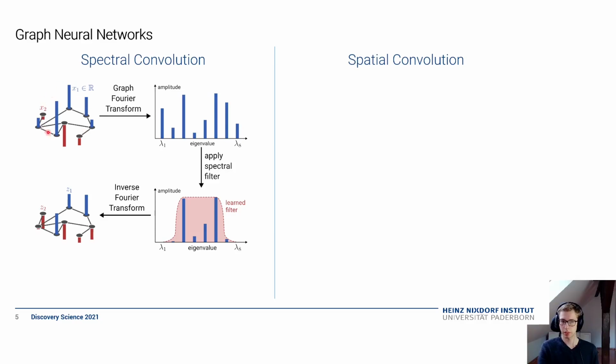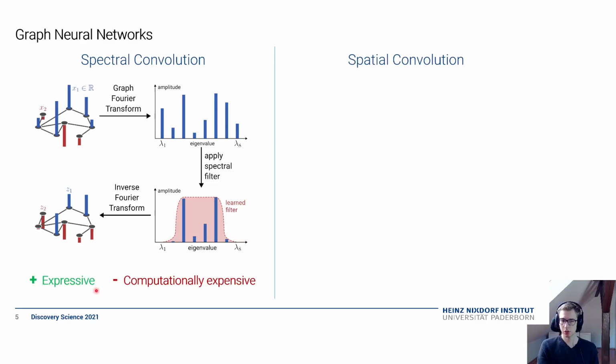This means that we can perform a convolution on our original signal by multiplying the spectral representation of it with some learned filter function. For example, such a bandpass filter might filter out the low and high frequency components of our spectral representation. By then applying the inverse graph Fourier transform, we can translate our filtered spectral signal back into a spatial signal. With this approach, the learning problem essentially boils down to tuning the shape of this spectral filter function.